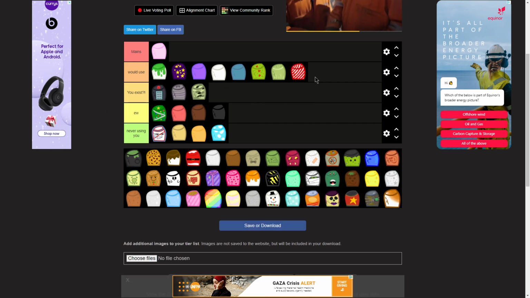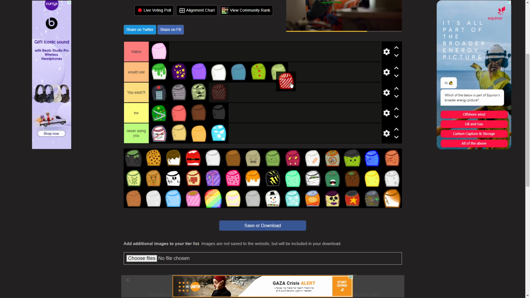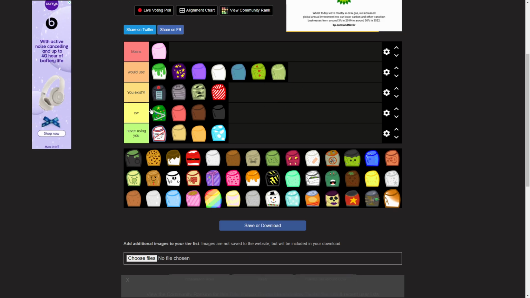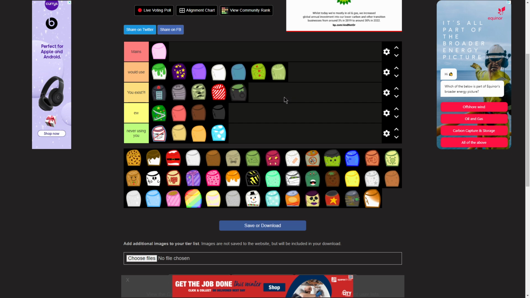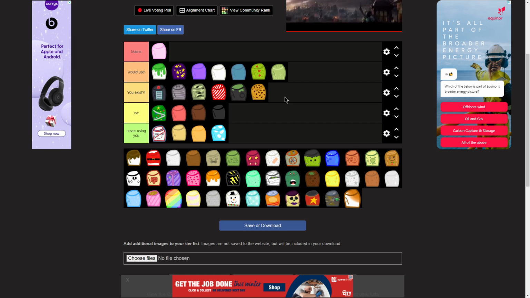I would rather put it in you exist or would... I'll put it in you exist, because I would only use this for like one person, two people. I don't know. Cauldron, you exist. Kind of forgot about you as well. You exist? I didn't even know this was a skin, to be honest. Or I've just forgotten about it. That's how much I forget about it.